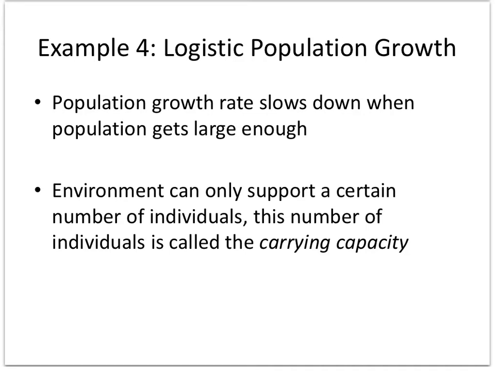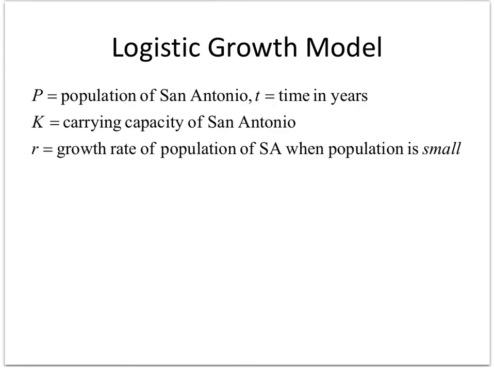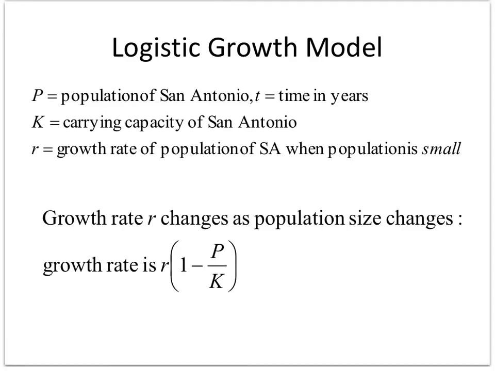The reason why is the environment can only support a certain number of individuals, and this, as we've already talked about, is called the carrying capacity. So let's let P equal the population of San Antonio, T time in years. Let K equal the carrying capacity of San Antonio, and R equals the growth rate of the population of San Antonio when the population is small. So the growth rate would change as the population size changes.